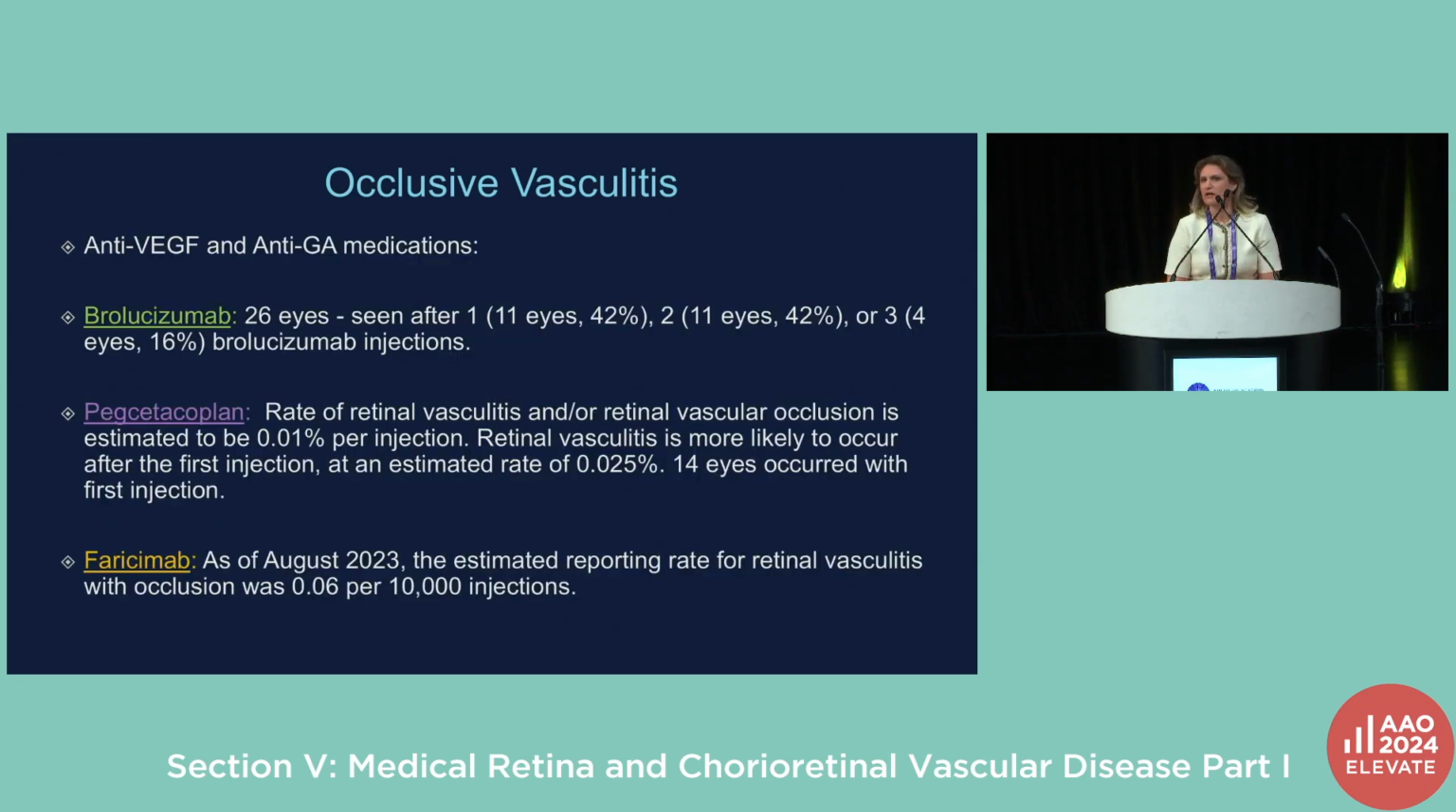Big topics now about the recent anti-VEGF and recent anti-GA drugs. As you can see here, with Beovu, 26 eyes had occlusive vasculitis, and you can see the majority within 1 and 2 injections, but even afterwards, 16% were after the 3rd injection. Again, for Syfovre, the same thing. We see that there were some eyes there. Most of them that we know about were after the 1st injection. You see the percentages here. And lastly, with Vabysmo, the same thing. As of August of 2023, 0.06 per 10,000 injections.